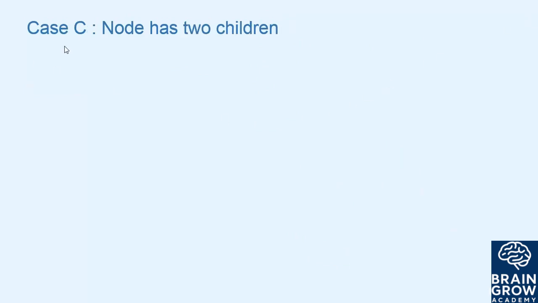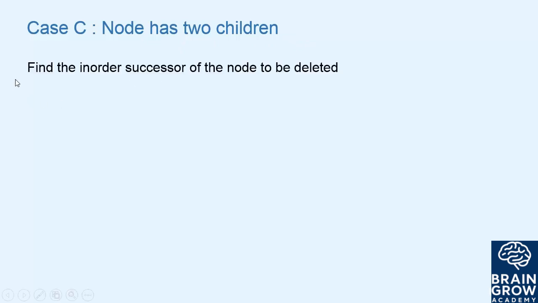In this case, the node to be deleted has two children. It has both a left child and a right child. So in this case, first we have to find out the in-order successor of the node that has to be deleted. The in-order successor of a node is the node that comes just after that node in the in-order traversal.